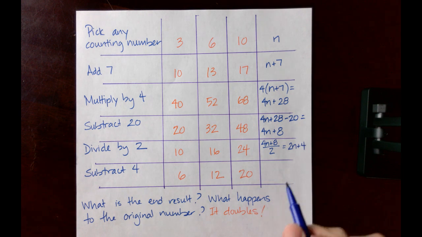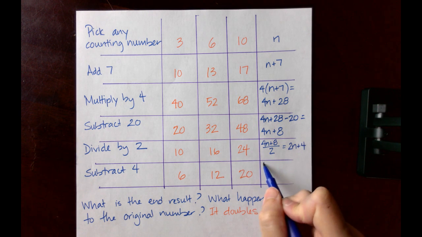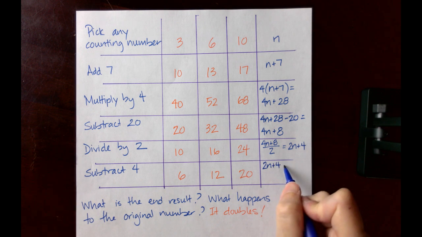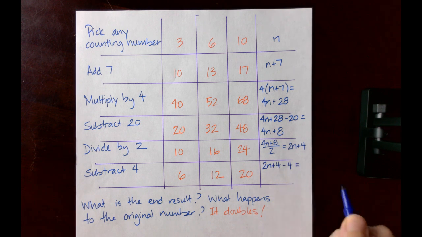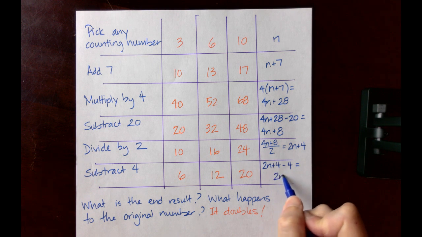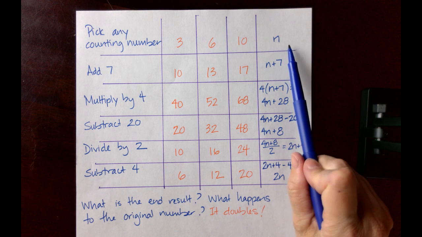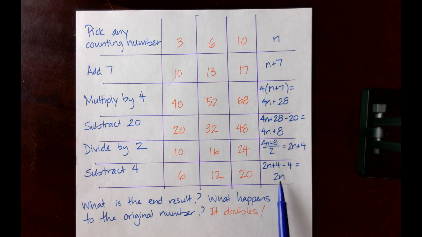And the final step says, take your previous answer and subtract 4. Our previous answer was 2n plus 4. When we subtract 4 and collect like terms, we end up with a final result of 2n. This shows us that when we start with n, the final result is 2n, which is doubling.